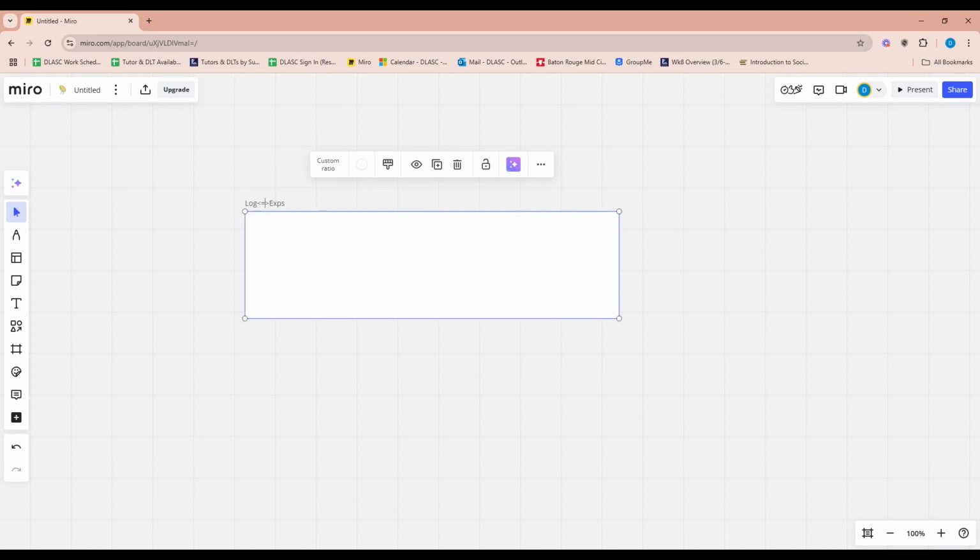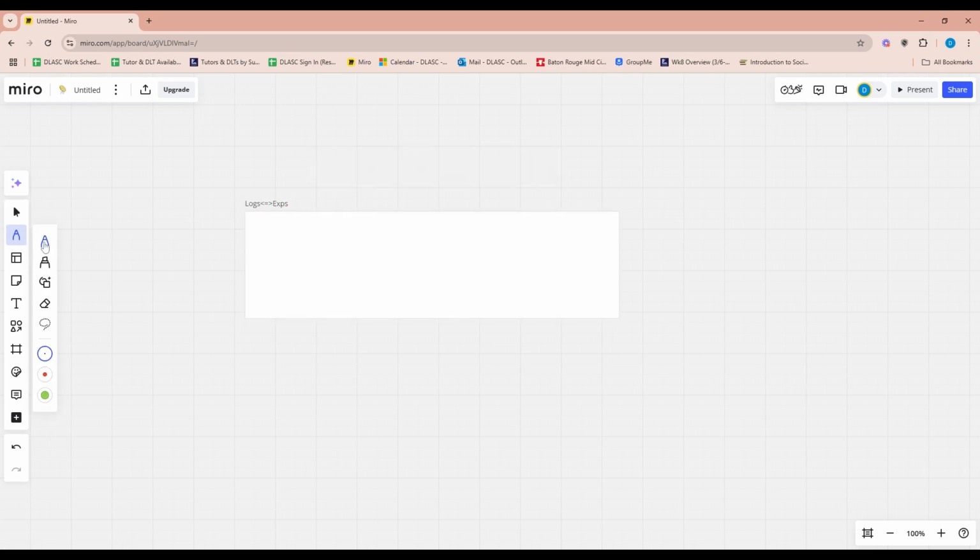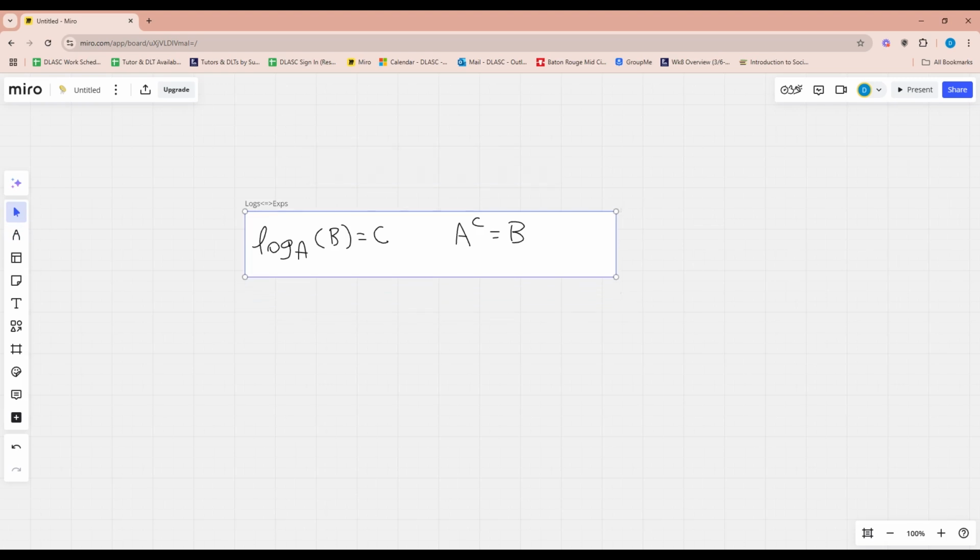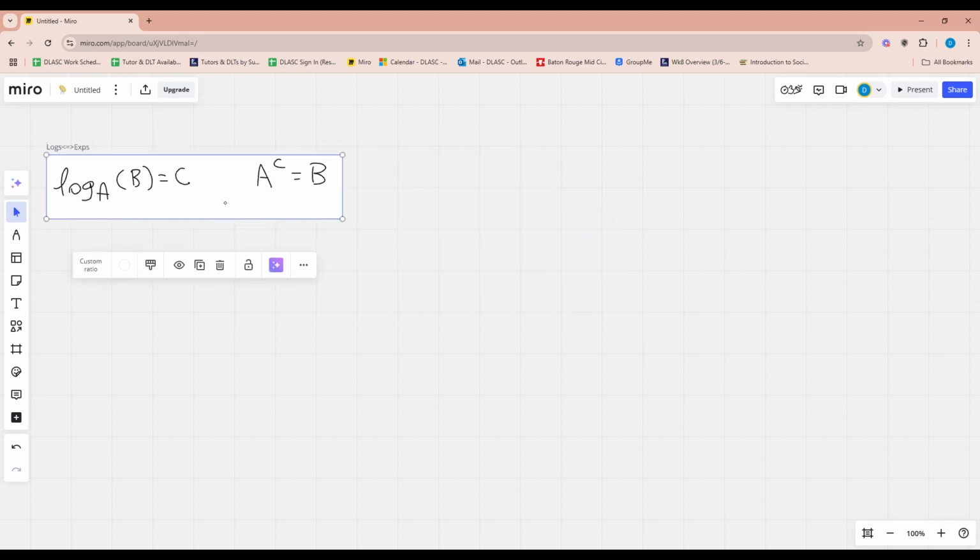Hopefully you know this by heart by now. If log base a of b is equal to c, then it's definitely true that a to the c is equal to b. Okay, so we got that. That's important. Move that off to the side.